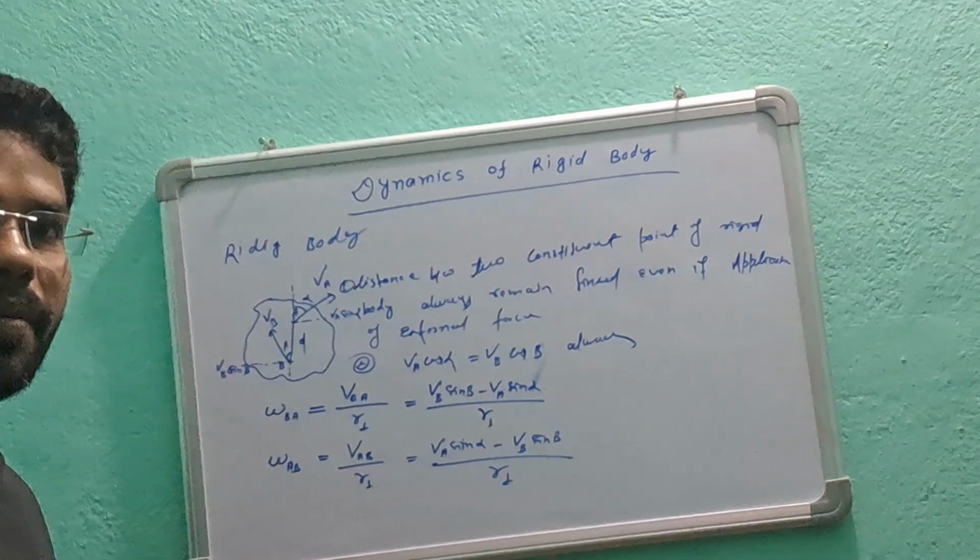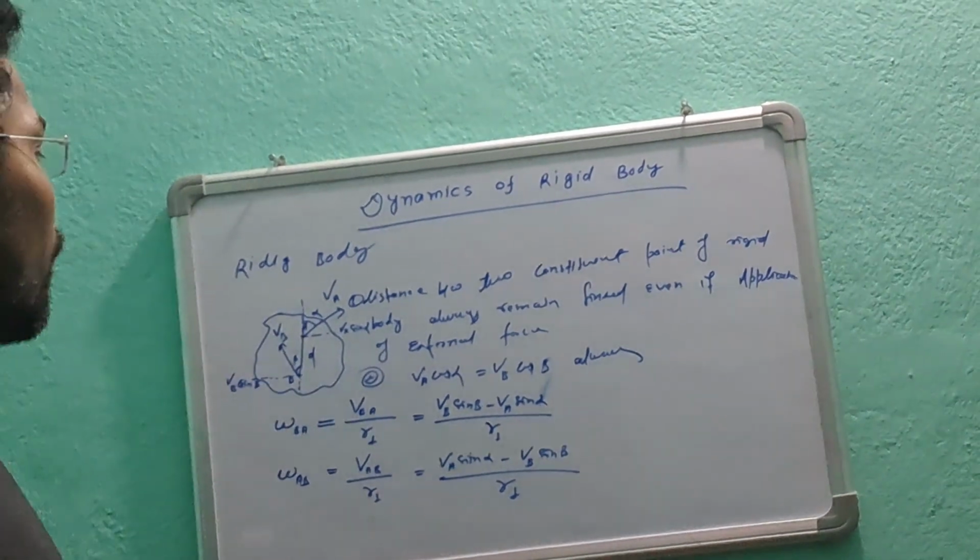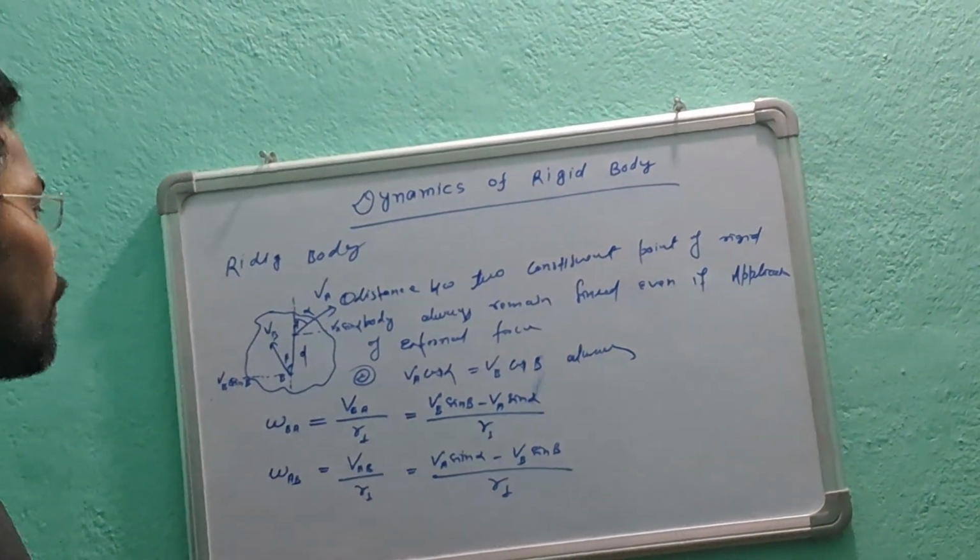So now I will describe the types of motion of a rigid body.